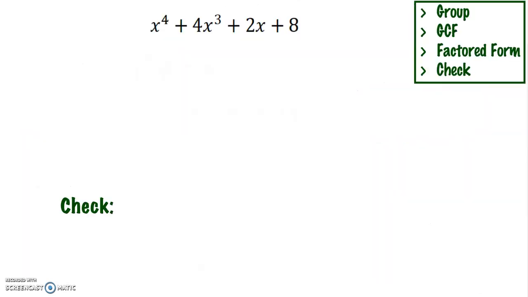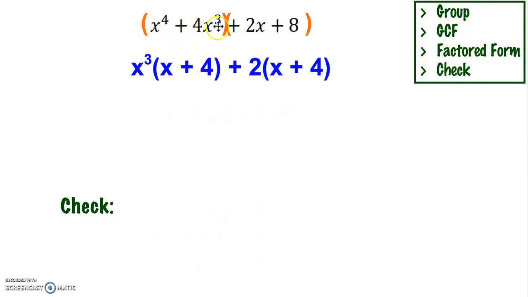So let's try this on a few more examples. Here I have x to the 4th plus 4x cubed plus 2x plus 8. So the first step is to group. So I'm going to group the first 2 terms and last 2 terms. My next step is GCF. So I look at this first grouping and notice I can pull out an x cubed. In the second group, I can pull out a 2.